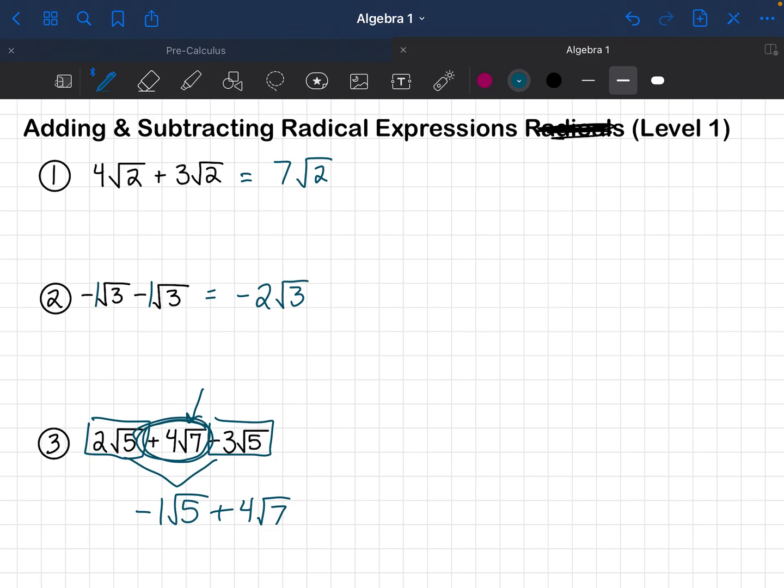That doesn't look the greatest, but that's as simplified as it gets because I can't put together the root 5 with the root 7, right? Those are different.